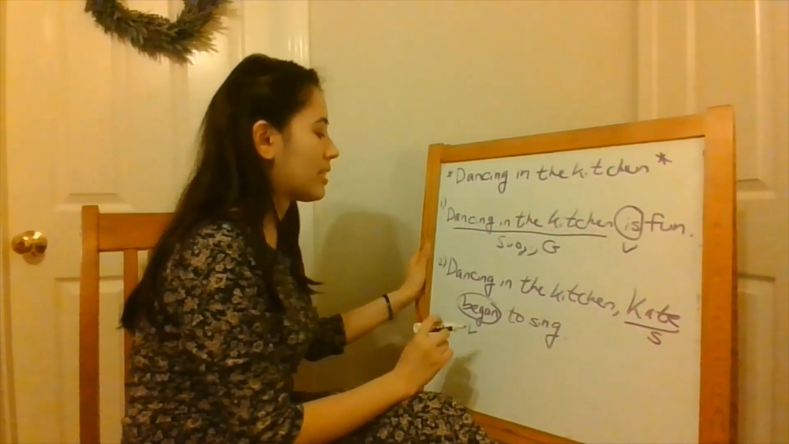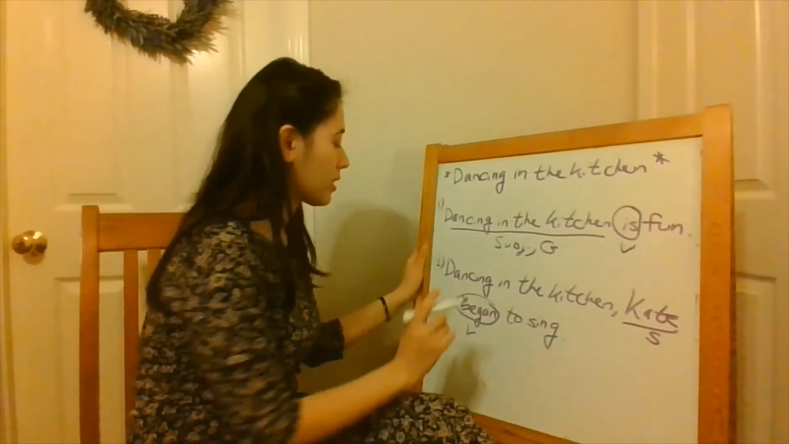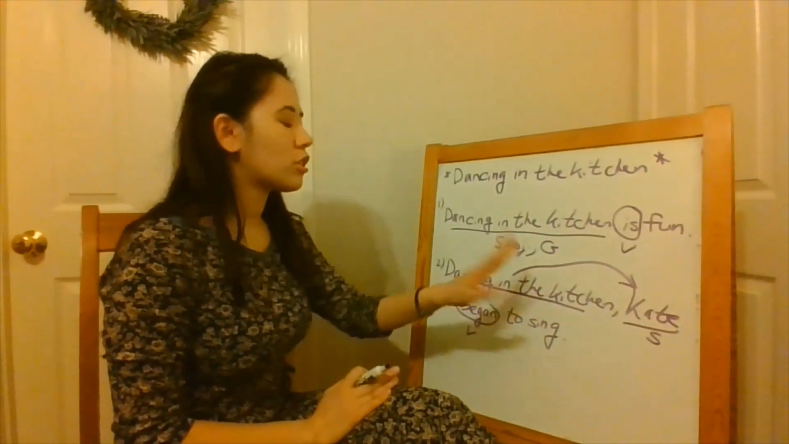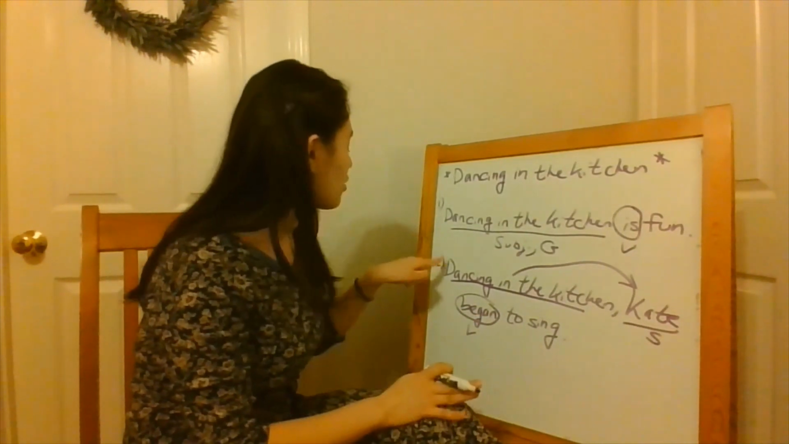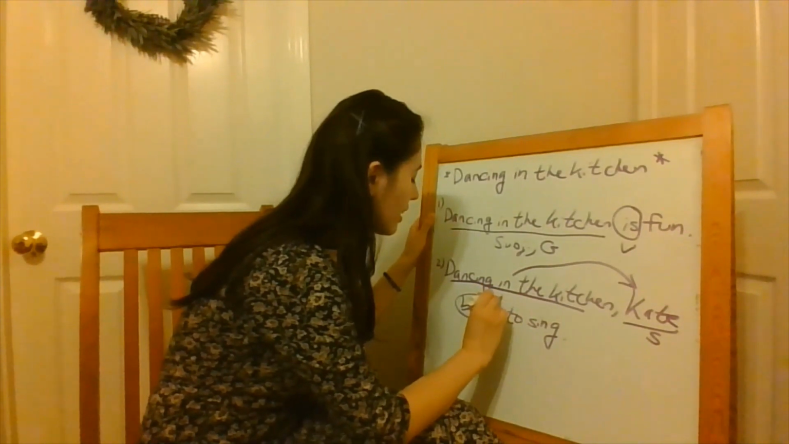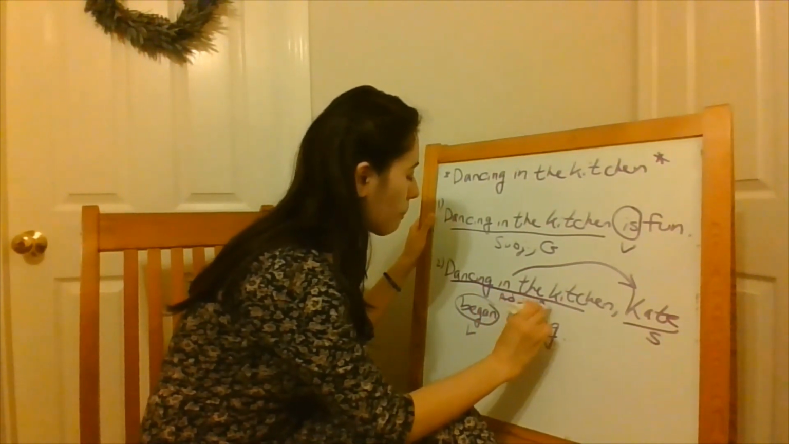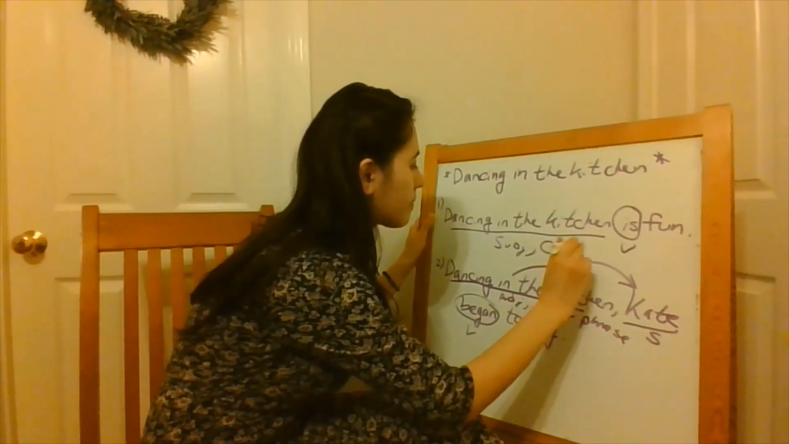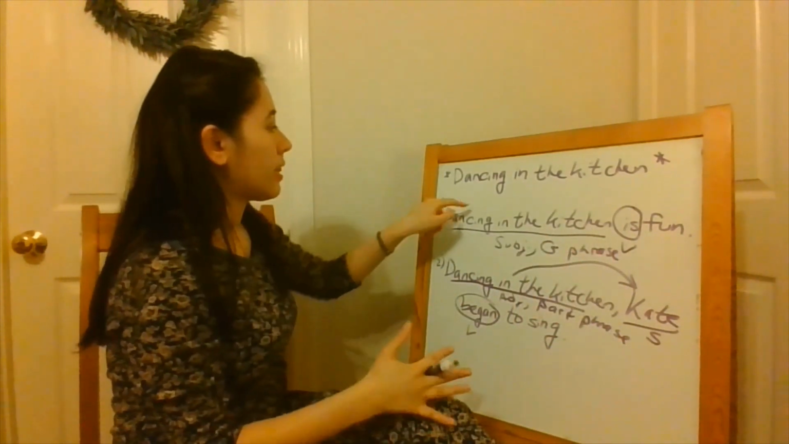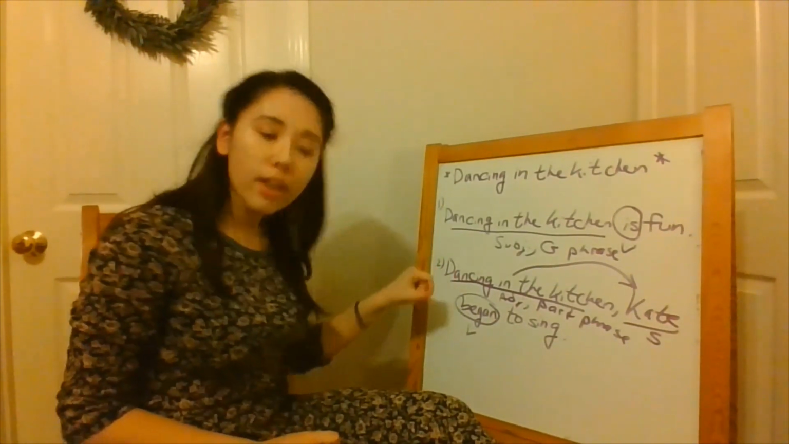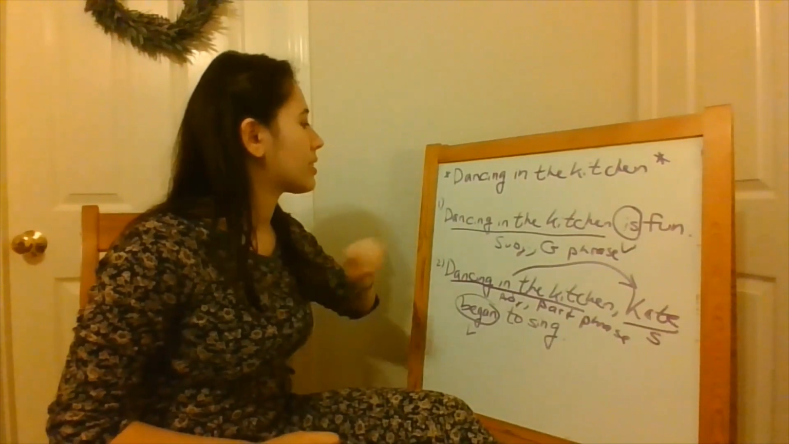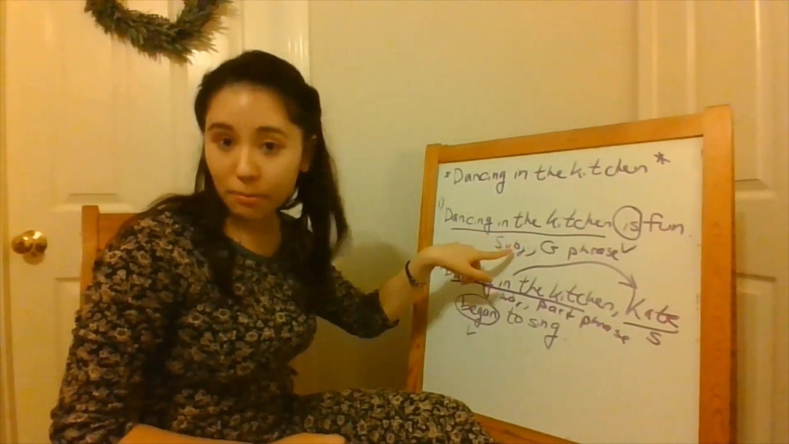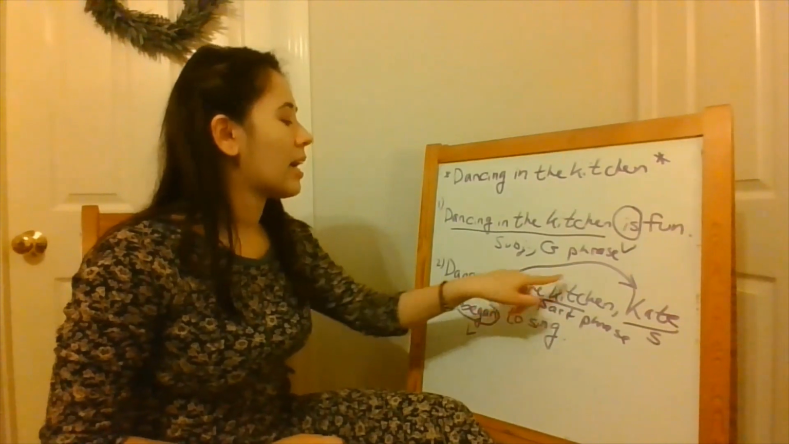So that means dancing in the kitchen is not our subject because we already found our subject, but dancing in the kitchen describes Kate. So what kind of person is Kate? Well, she's someone who dances in the kitchen. She sounds really fun. So dancing in the kitchen here is acting as an adjective and a participle phrase. So here we have two phrases. They look the same, but depending on where they are in the sentence and what they're doing, they can function as different things and then have different identities. They are different parts of speech. So here it is a gerund acting as the subject, and here it is a participle phrase acting as an adjective.